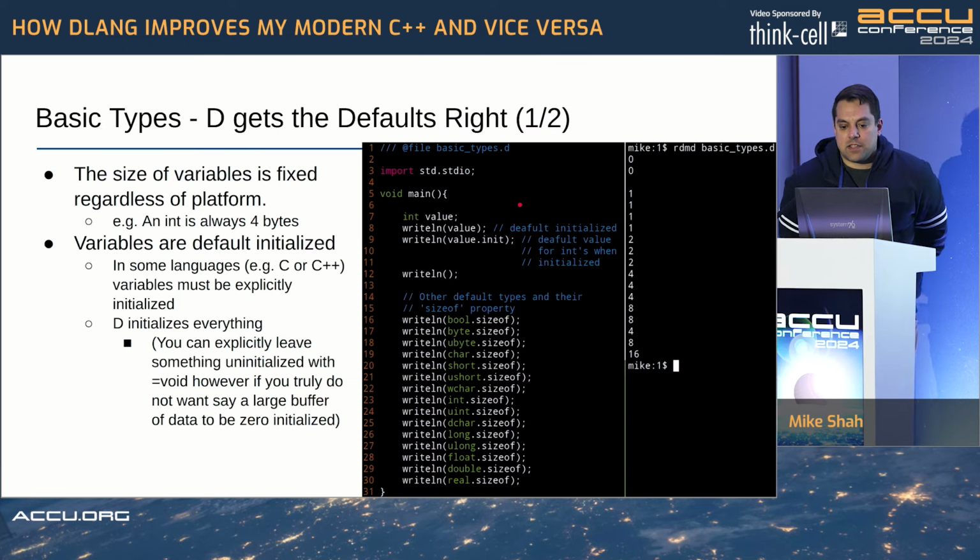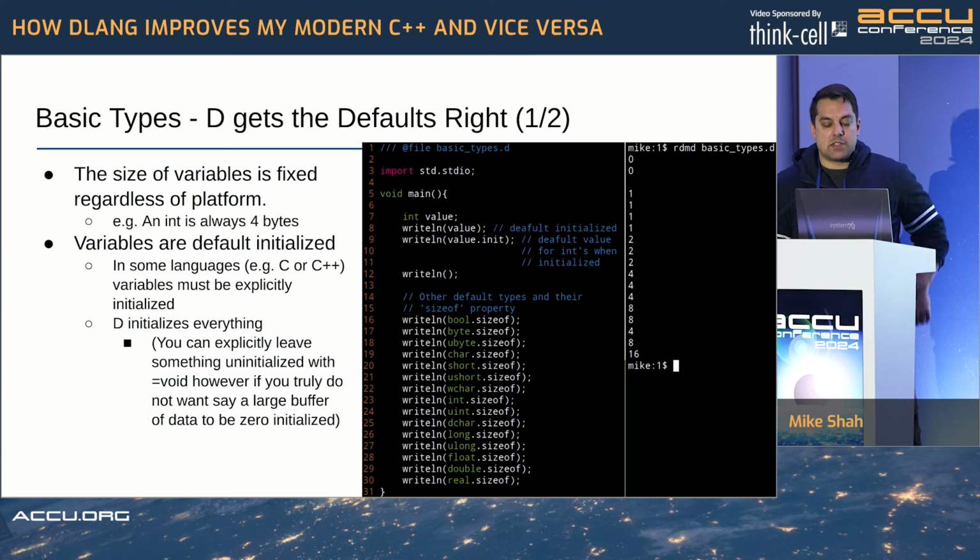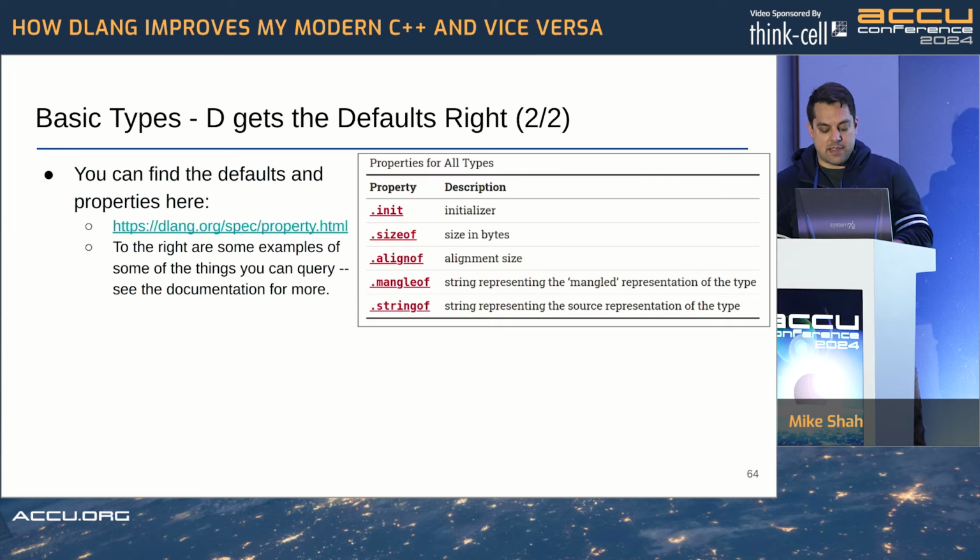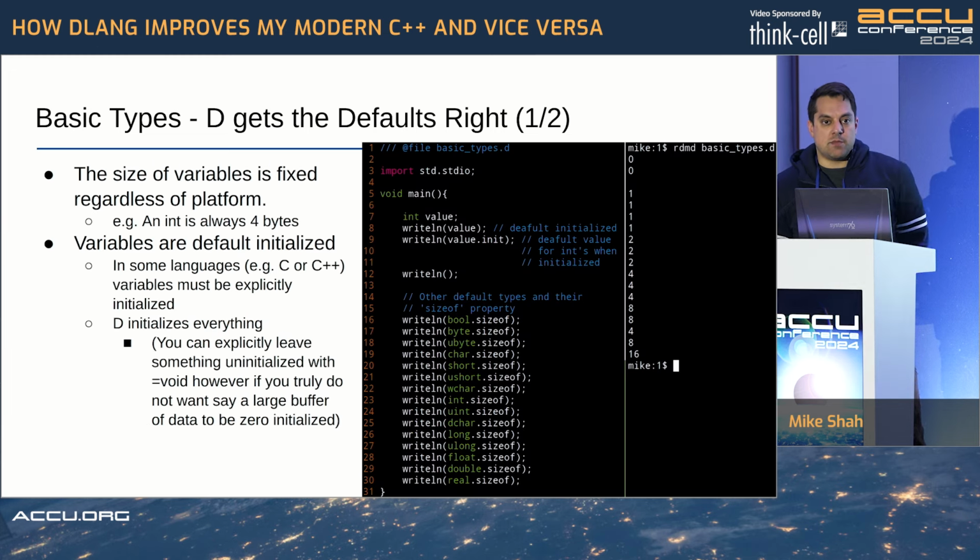D, in my opinion, gets the defaults right. They've had time to learn from other different languages, meaning that variables have initial values. So every value is initialized unless you say otherwise. That means you don't have to worry about garbage being in your memory. If you do, for performance reasons, want to not initialize some value, you can set it equal to void. I'll talk about that later, as I think there have been some proposals in the C++ community for that. But for safety, this is a nice feature.